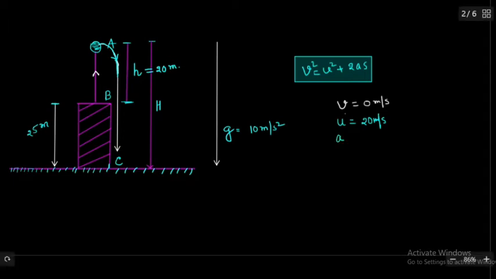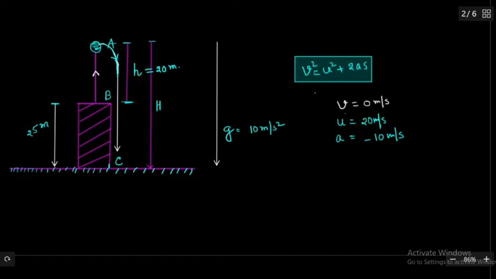And a, that is acceleration. So what they have told is gravitational acceleration small g is 10 meter per second square, that is vertically downward, but we are throwing the ball upward, so we should take it minus 10 meter per second square. Okay, and this s means this is our h. We have to calculate that.